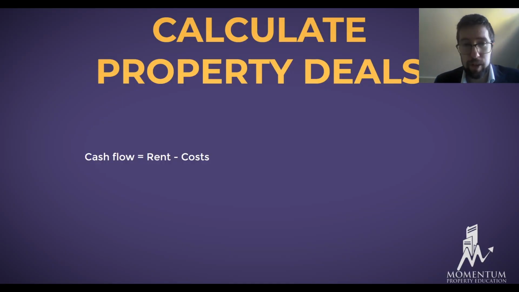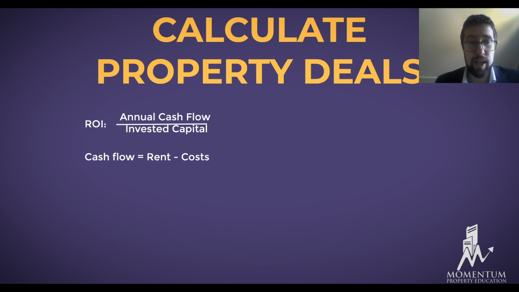So first, when you do the calculations, what you need to know is how to calculate your cash flow. So that's what we're going to do first. Your cash flow is your rent minus your costs. And your ROI is, well, your return. So your ROI is your annual cash flow divided by your invested capital. So we'll do this a couple times.